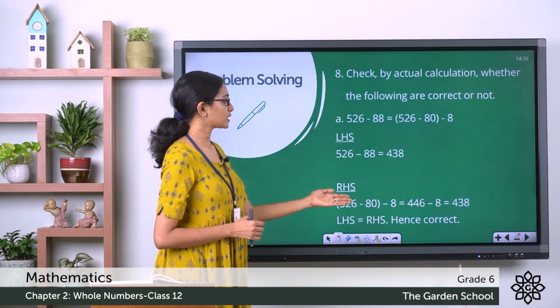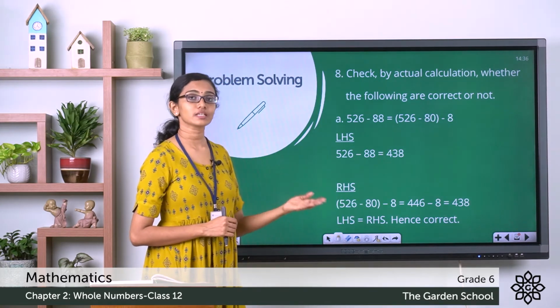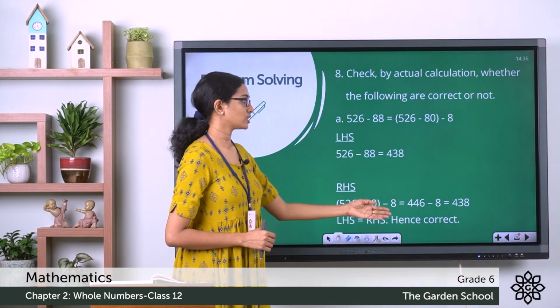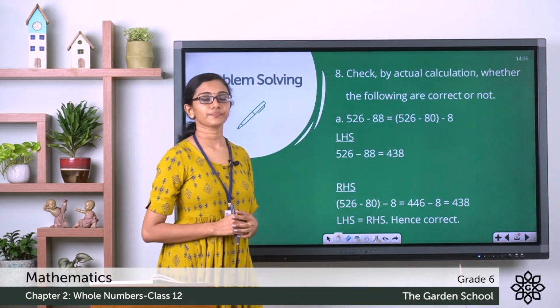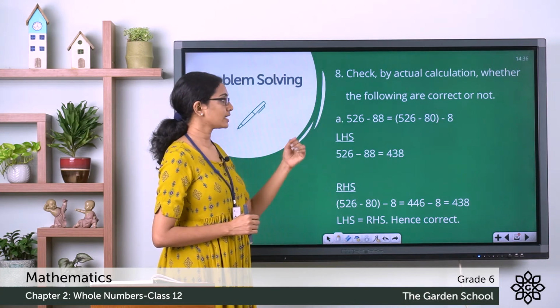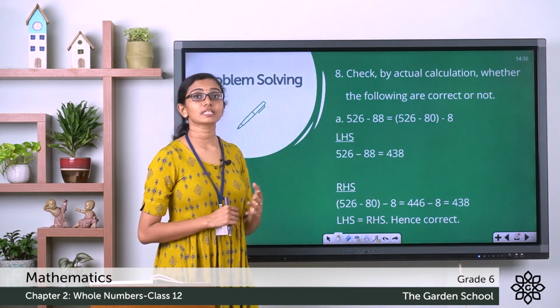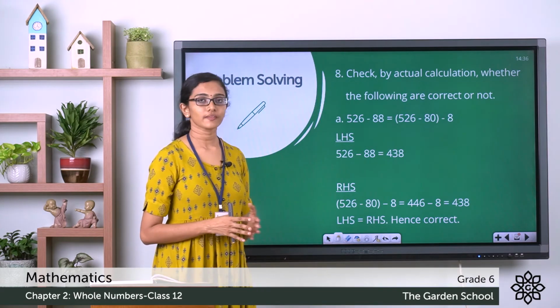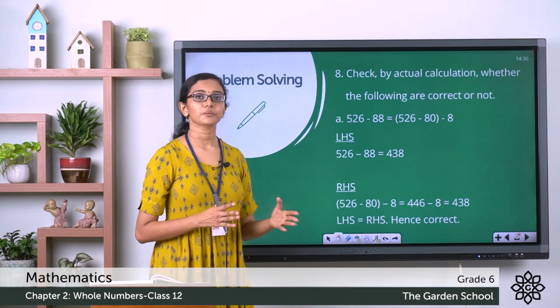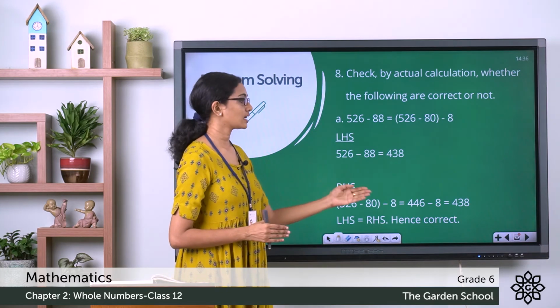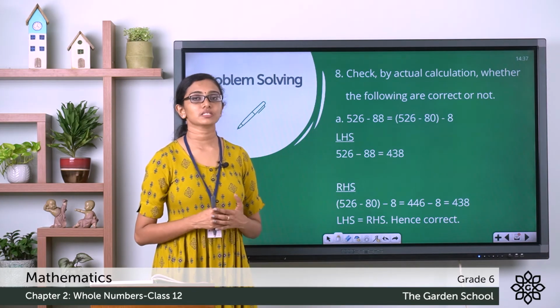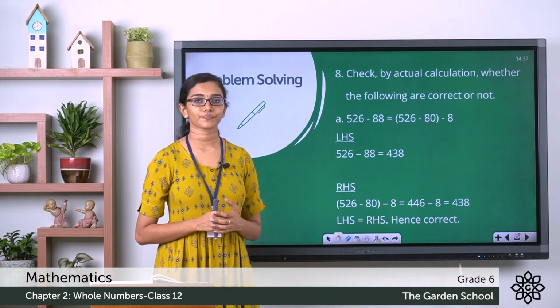So what is 526 minus 80? It is equal to 446. And that minus 8 gives you 438. So the right hand side and the left hand side are giving the same result. So is this correct? Yes. We found that the left hand side is equal to the right hand side. Hence this is correct. In the same way, check out whether the next question is also correct or not.